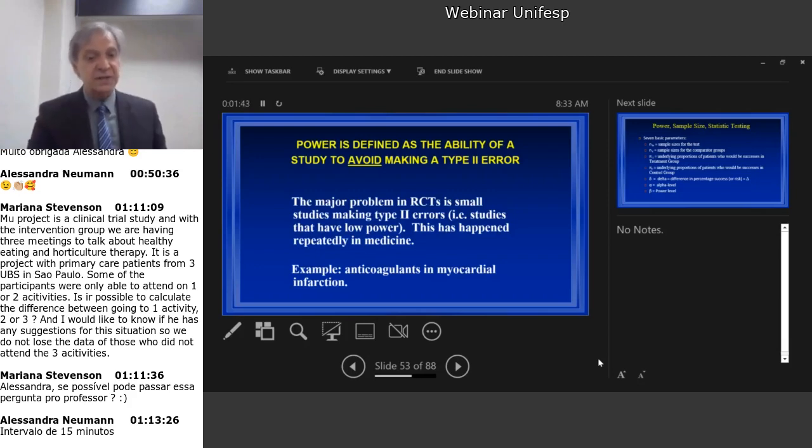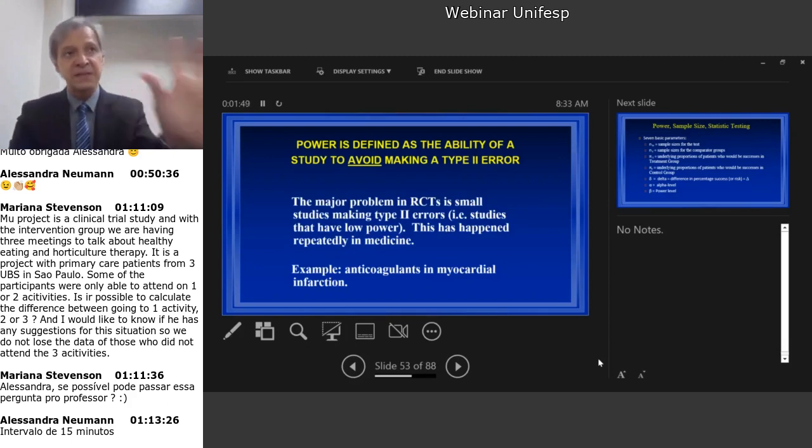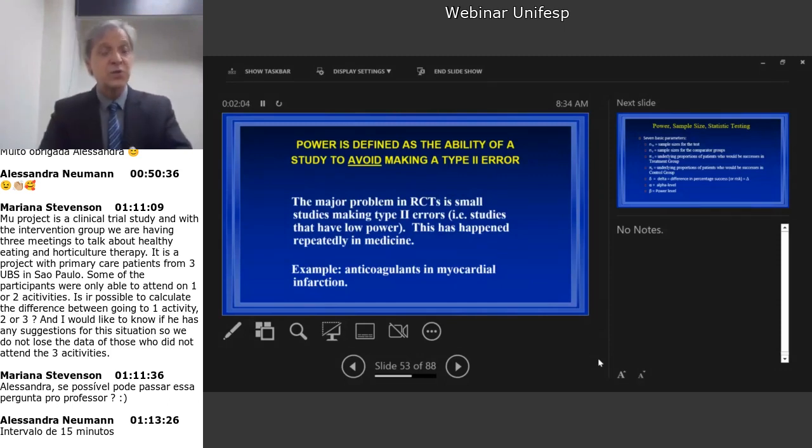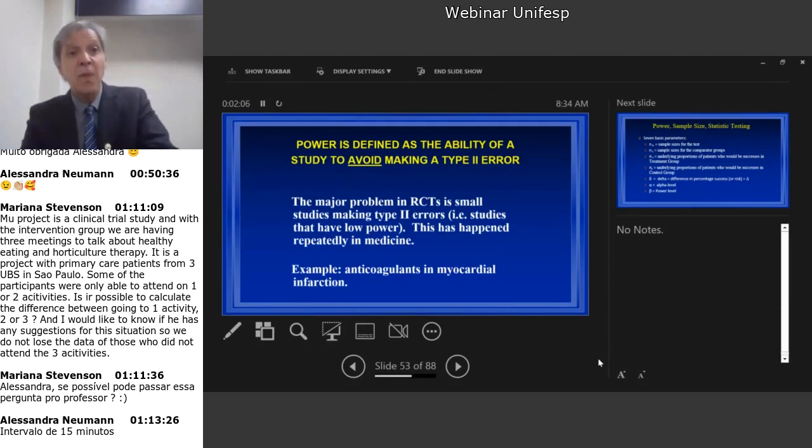So the major problem in RCTs is small studies making type 2 errors because they don't have enough people in the sample. You all remember from basic statistics, from the calculation of variance. If you think about a continuous variable, how is the variance estimated? And more important, how is the standard deviation estimated? You remember that n is in the denominator, right? So every time that you have an n that is very small, you're going to have a very large standard deviation. When n is very big, the standard deviation gets smaller and smaller and smaller.